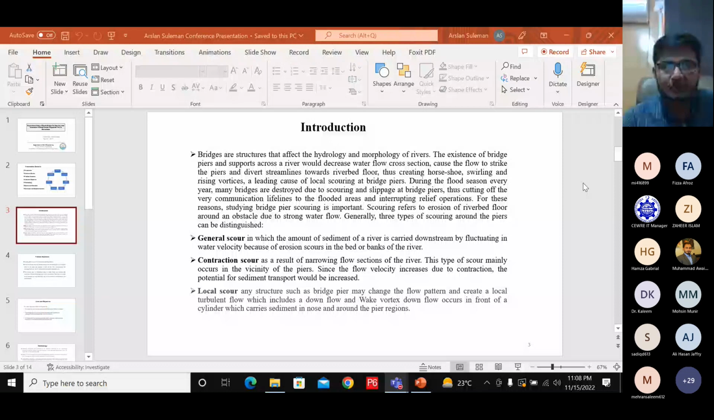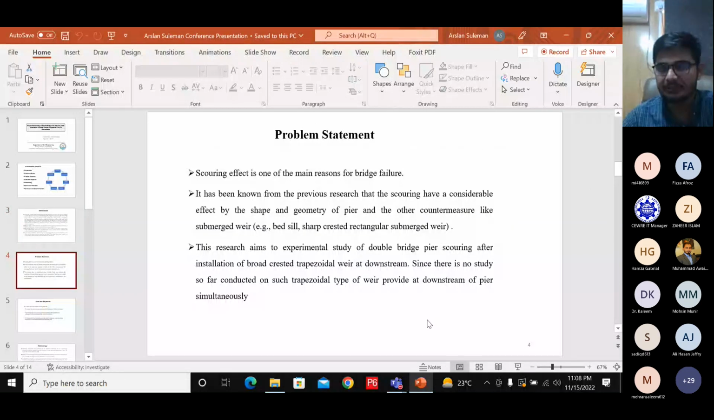Here's the problem statement. Scouring effect is one of the main reasons in bridge failures. It has been known from previous research that scouring has a considerable effect by the shape and geometry of the pier and other countermeasures like submerged weirs, bed sills, sharp-crested rectangular submerged weirs. This research aims at an experimental study of double bridge piers scouring after installation of broad crested trapezoidal weir at downstream. Since there is no study conducted so far on a trapezoidal weir at downstream of piers simultaneously.